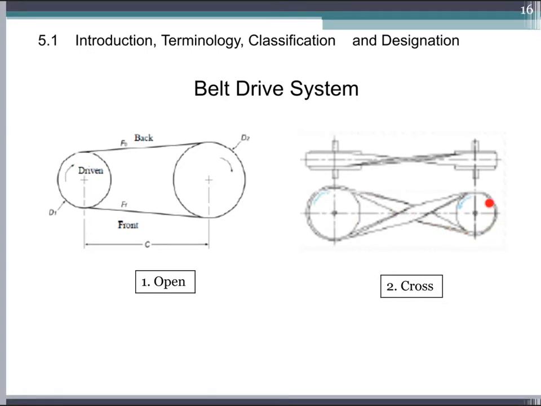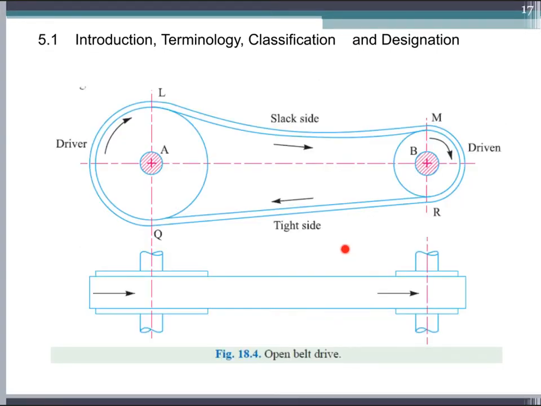So this is the direction of the driven pulley, which rotates counterclockwise. So the directions of the driving pulley and the driven pulley are opposite. So we call this system a cross belt drive system. And this is another figure related to the open belt drive.